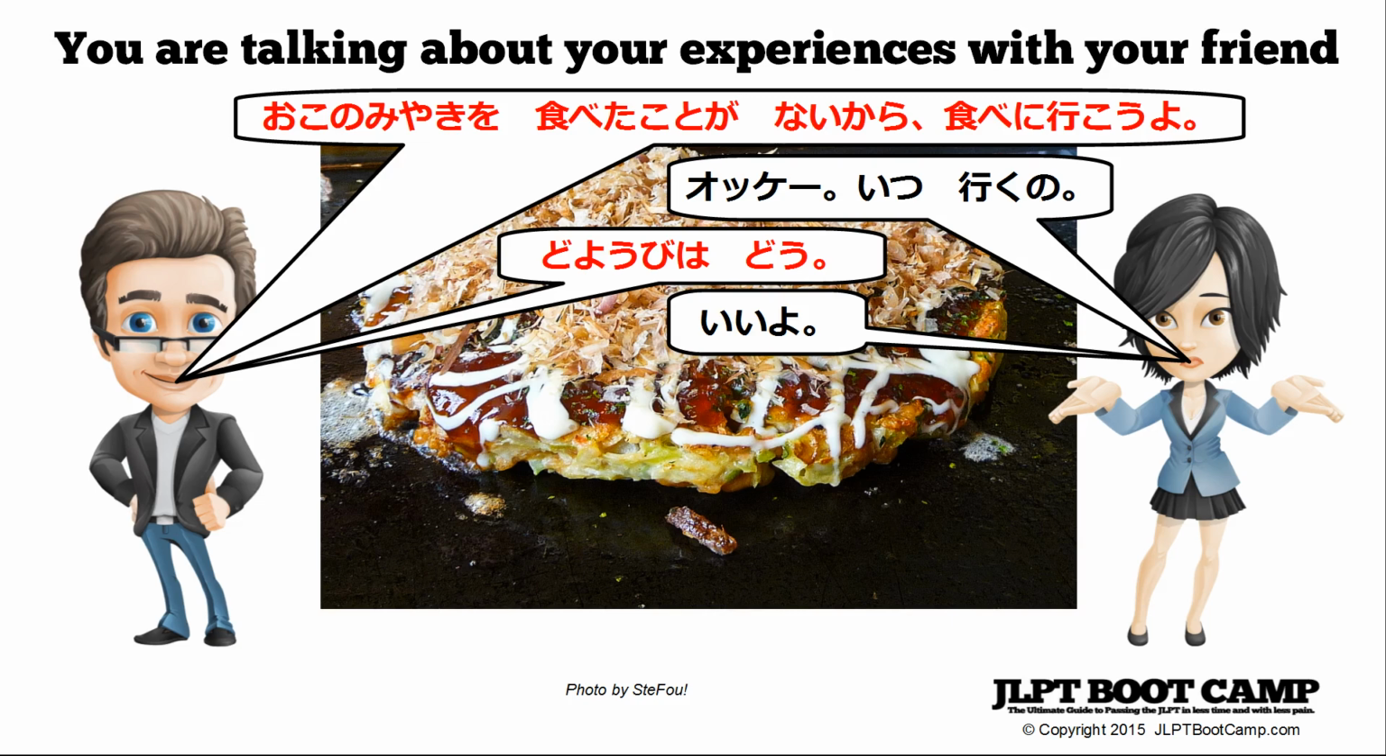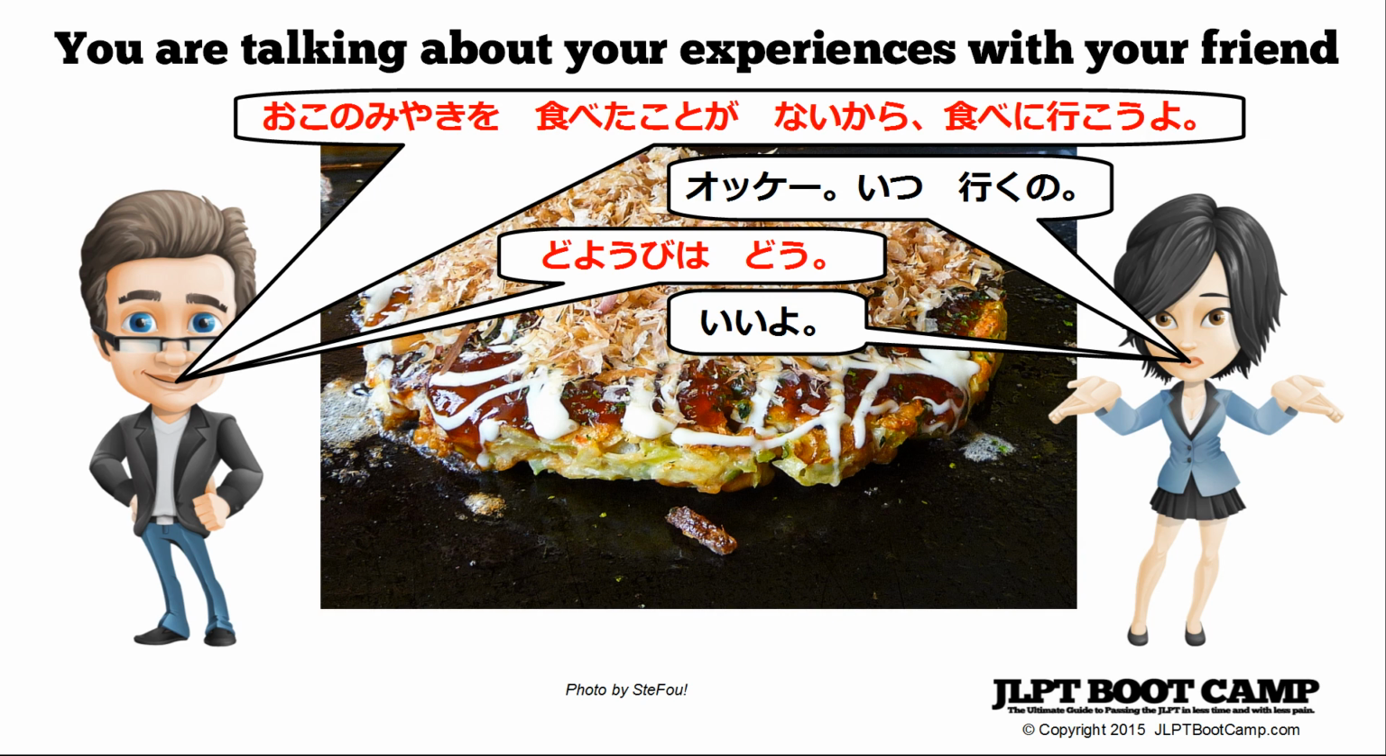This is Mac here with another N5 grammar lesson, and today we're going to talk about koto ga aru and koto ga nai, which are two structures that you use with the simple past tense in Japanese to talk about experiences and to talk about a state that has been left unchanged.